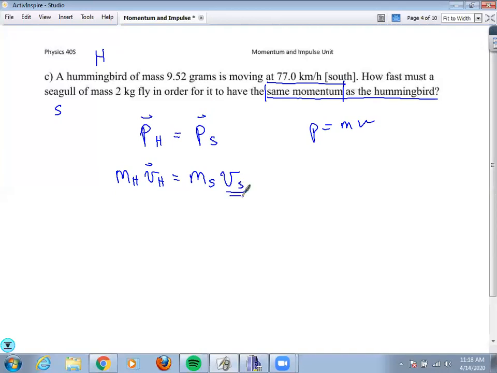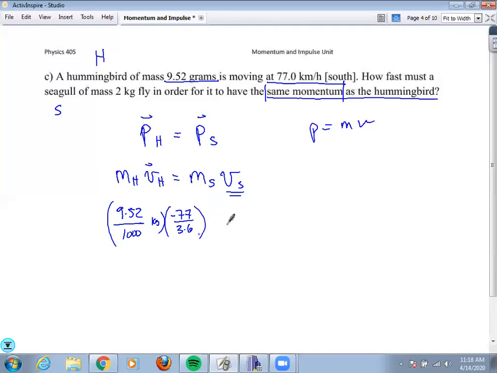So now it's just a matter of substituting and solving for V. Again, mass in kilograms, V in meters per second. The mass of the hummingbird is 9.52 grams, so 9.52 over 1,000 because we're converting to kilograms, times the velocity of the hummingbird, 77 kilometers per hour south. So that would be 77, negative 77 for south, divided by 3.6.